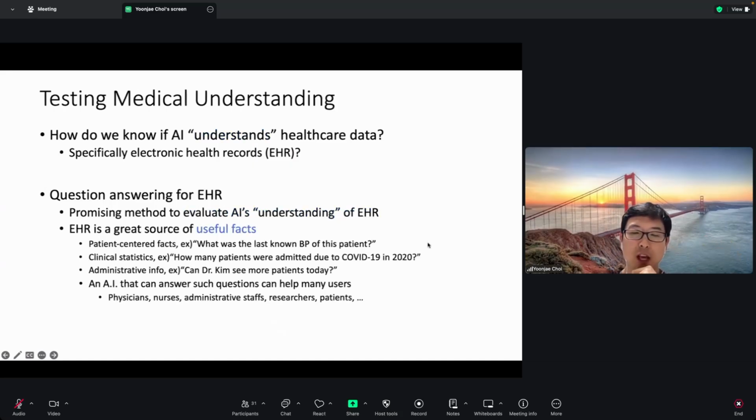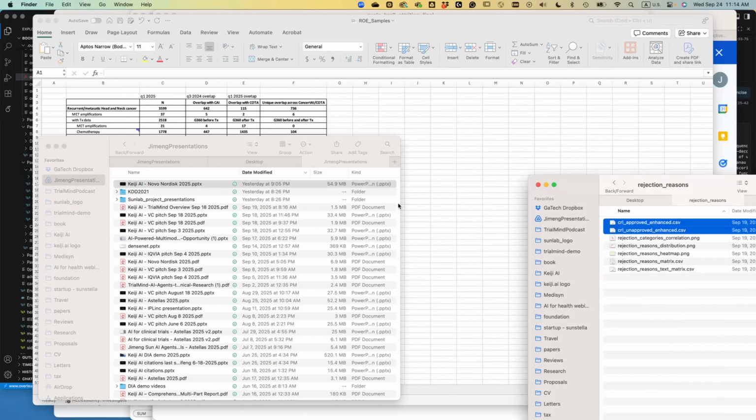And being able to solve the exam itself has value because you can make anything into an exam, like patient-centric question answering, like what did I forget to take, or what's my medication. You can ask that question and then the AI can answer. Or operations, like can Dr. Kim see more patients today, or does he have 15 minutes? That can also be made into a question. And if AIs can solve it, it can probably help out on the operations side. So it inherently has its own value.